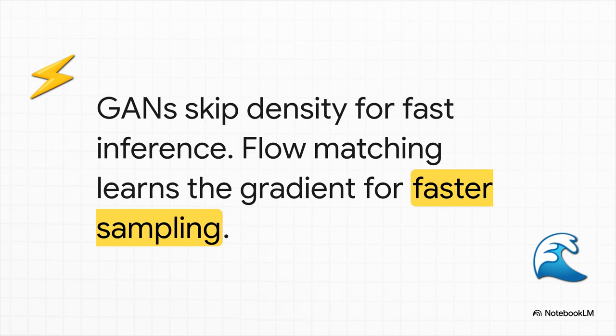So, moving on to Families 3 and 4, the math gets handled quite differently. Family 3 are the GANs. They say, you know what? Let's skip density estimation entirely. That makes them blazingly fast, but notoriously unstable and finicky to train.